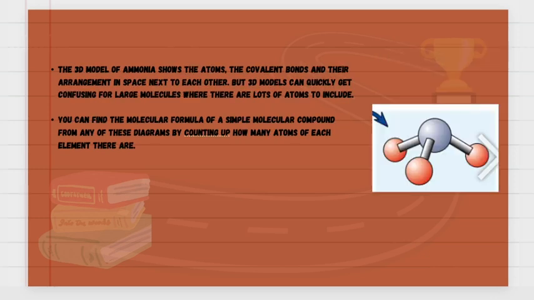The 3D model of ammonia shows the atoms, the covalent bonds, and their arrangement in space next to each other. But 3D models can quickly get confusing for large molecules where there are lots of atoms to include. You can find the molecular formula of a simple molecular compound from any of these diagrams by counting up how many atoms of each element there are.